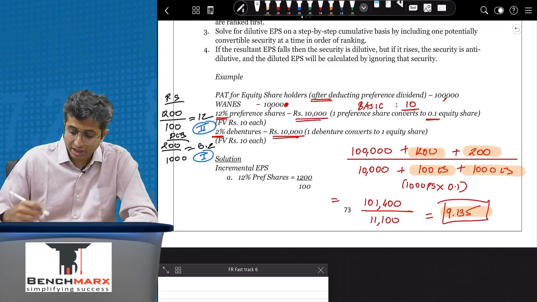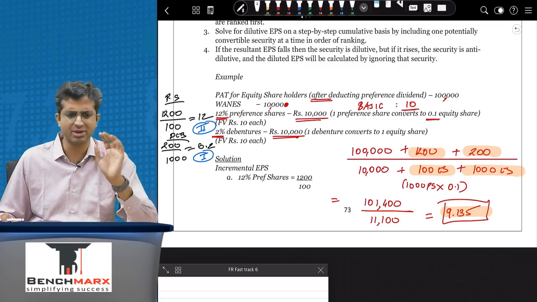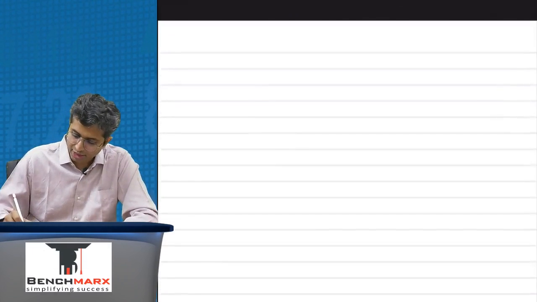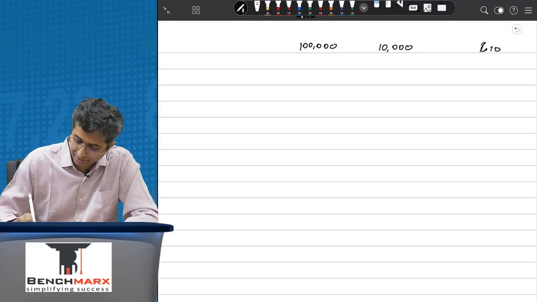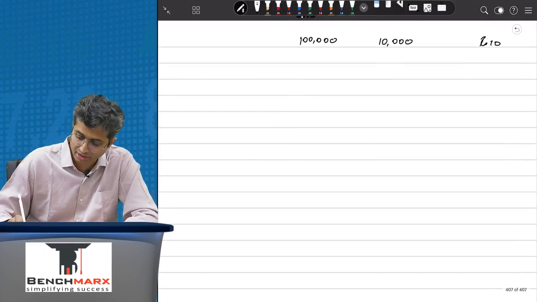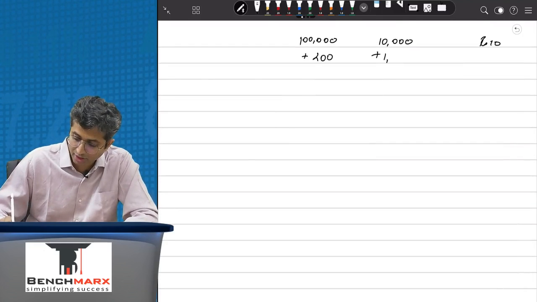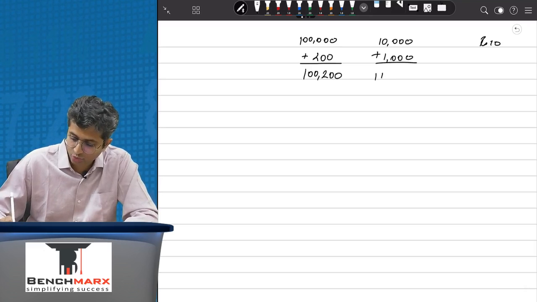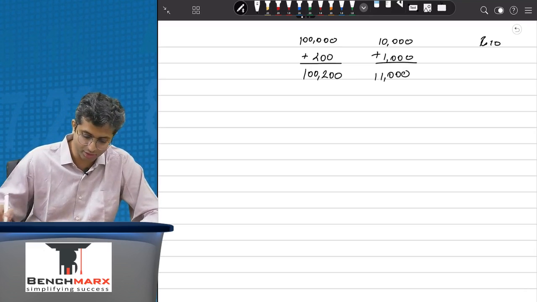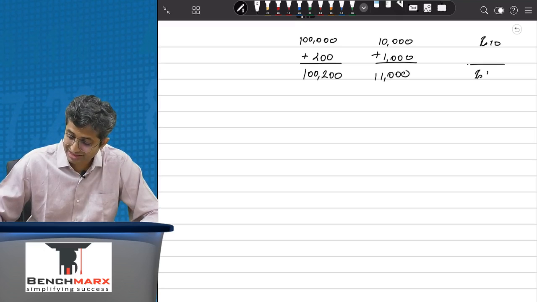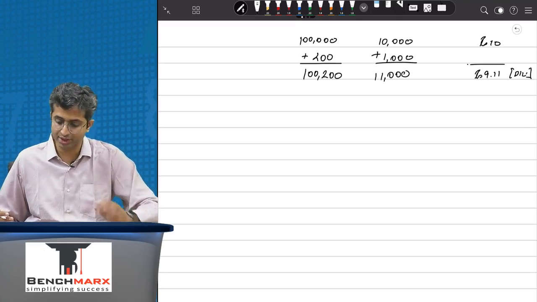Once you have ranked this, then you will calculate the diluted EPS on a step-by-step basis, taking one security at a time, which means you will start, let us say, at 1 lakh, which is the profit, divided by 10,000, which is the number of shares, and hence this is rupees 10. However, when you consider the debentures as well, then in the numerator you will add 200, and in the denominator you will add 1,000, which means you will take 1 lakh 200 divided by 11,000, which will come to, let us say, rupees 9.11. Is this dilutive? Yes, because it reduces the EPS below rupees 10.